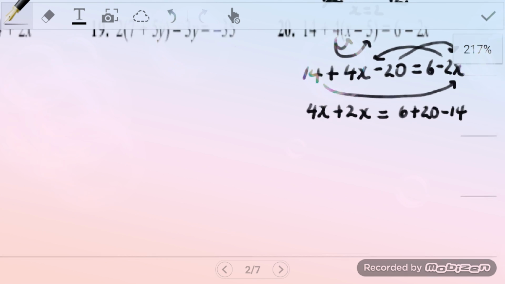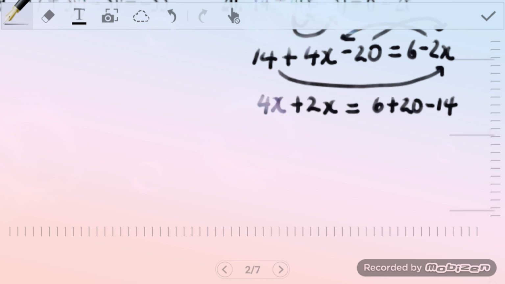Beautiful. All right, now we're almost done. 4x plus 2x is equal to 6x. And you're going to find that 6 plus 20 is 26. And 26 take away 14 is actually going to give us, let's see here, that's 26, that's 16, that's 12.